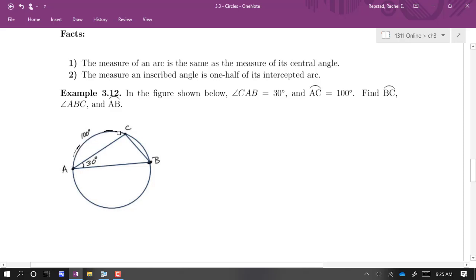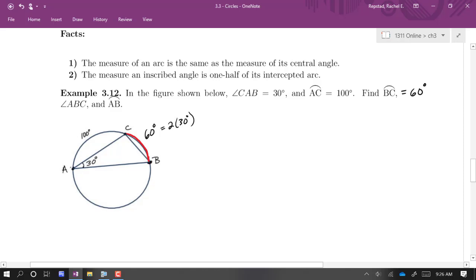So, for the arc BC, that's this one right here. Now, we know the inscribed angle CAB is 30 degrees. That means that the intercepted arc has to be 60 degrees, because it's double the inscribed angle. So we know that that is 60 degrees.